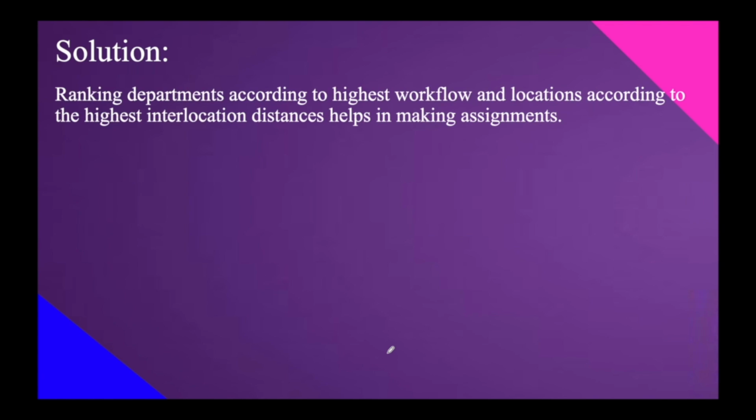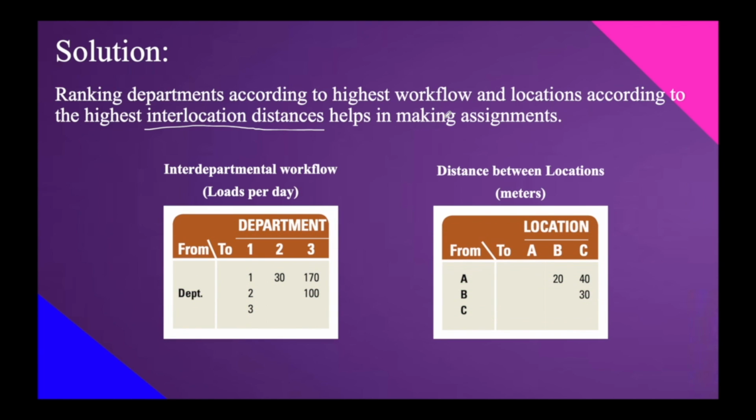Now, let's start our solution. First, we should rank the departments according to highest workflow and locations according to highest interlocation distances. This helps in making the assignment. So this is our table. We actually have 2 tables. The first one is the interdepartmental workflow, so we have loads per day here.